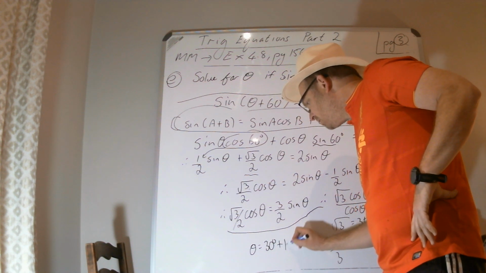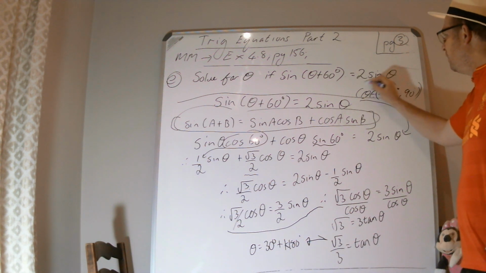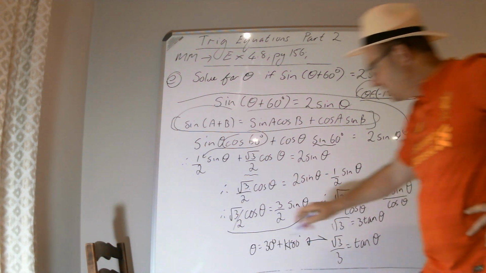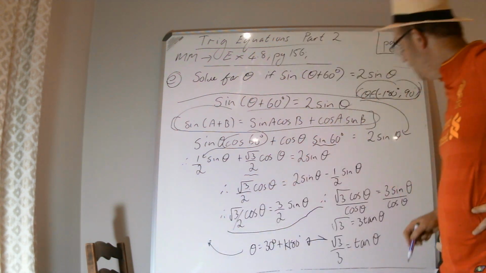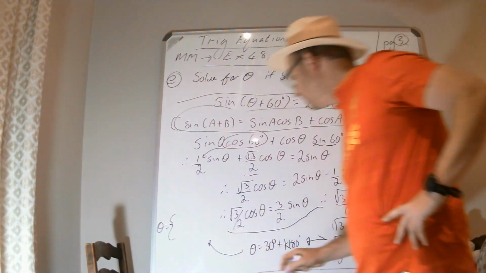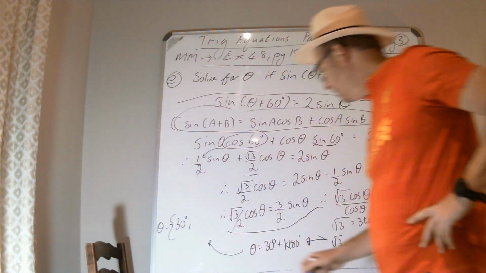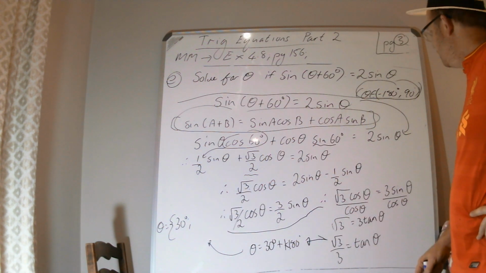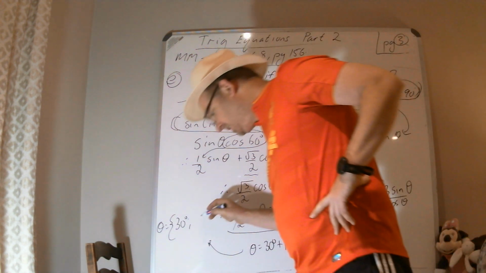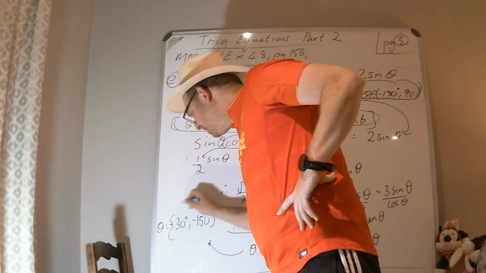It's tan, so what I do, good girl, you add K180. But then they said they only want the answers between negative 180 and 90. So for our solution, we're going to have a list of theta is equal to. Well, 30 works tremendously well because it's in that interval. If I add 180, it will be 210, which is too big. But 30 minus 180 is negative 150. Okay, and so I get 30 and negative 150.